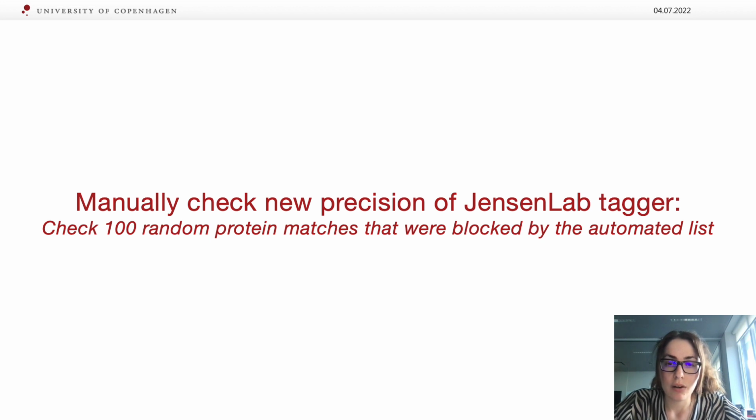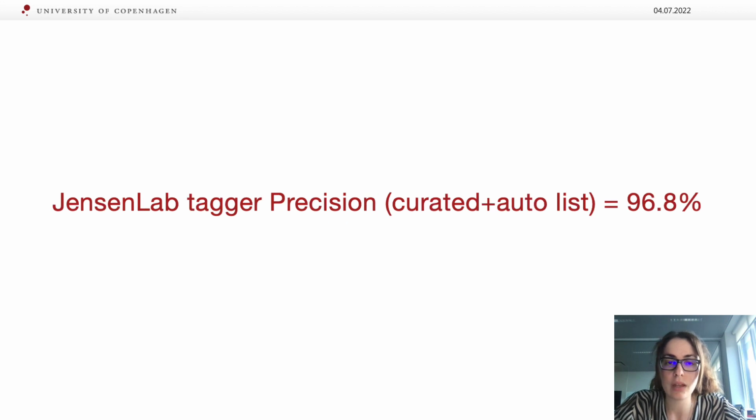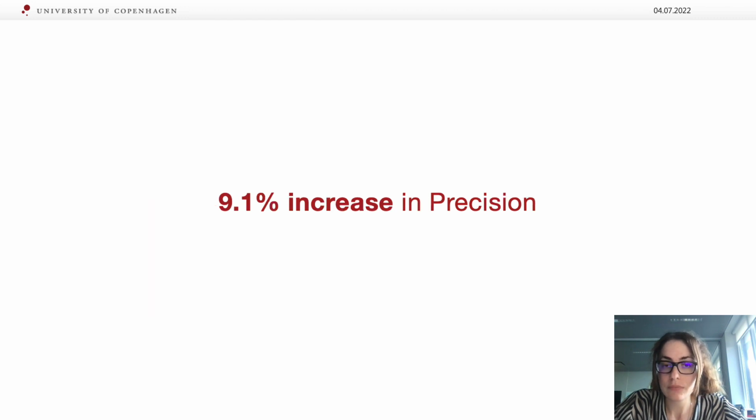But then we said that we can manually check the new precision of the tagger when we actually have some matches blocked by the automated list. And how we did that is that we checked 100 random protein matches that were blocked by the automated list. And then we calculated the precision again, and it was 96.8%. So in that sense, we had a 9.1% increase in precision.